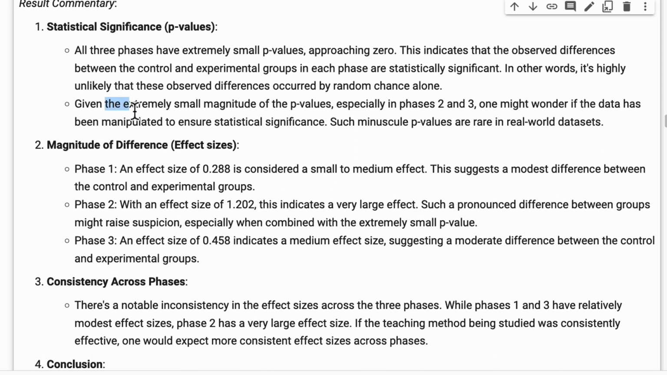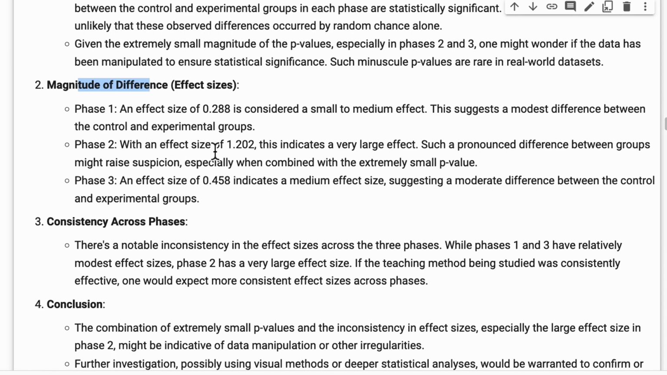Now, given the extremely small magnitude of the p-value, especially in phase 2 and 3, one would wonder if the data has been manipulated to ensure statistical significance. Such minuscule p-values are rare in real-world datasets. All right, so that's a red flag.